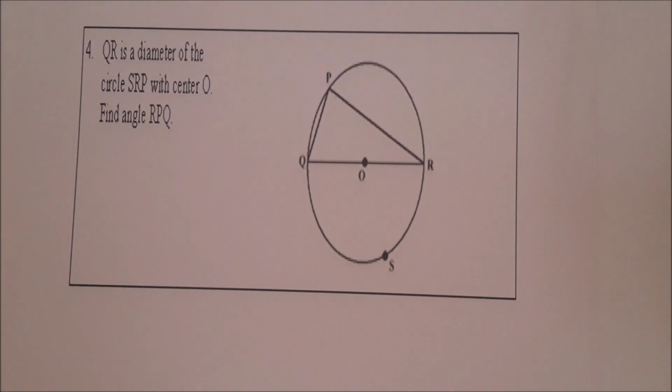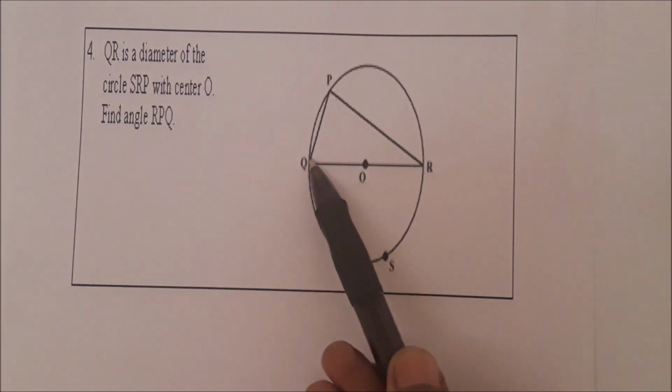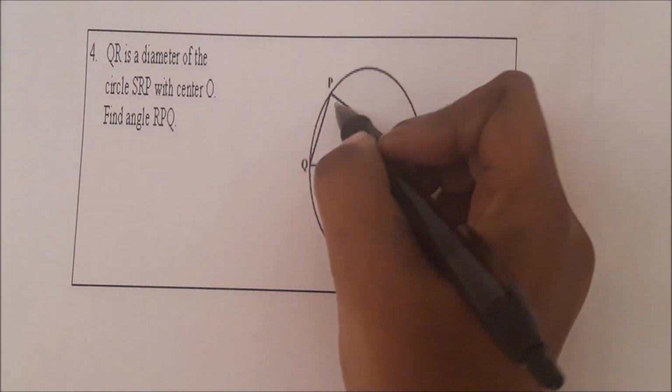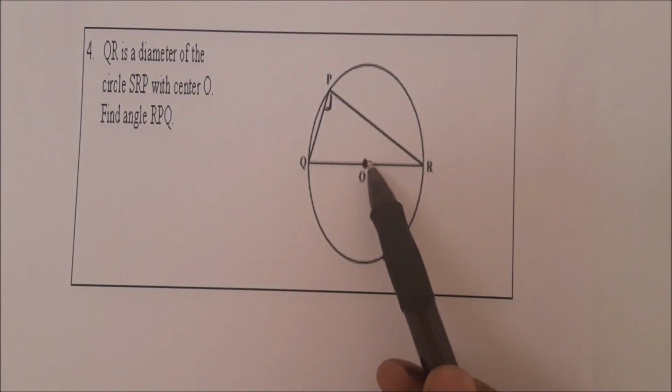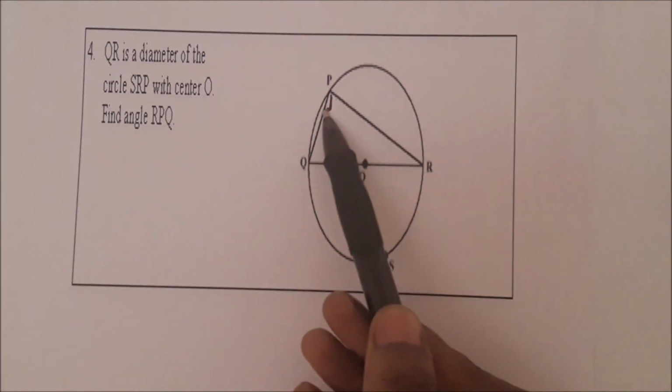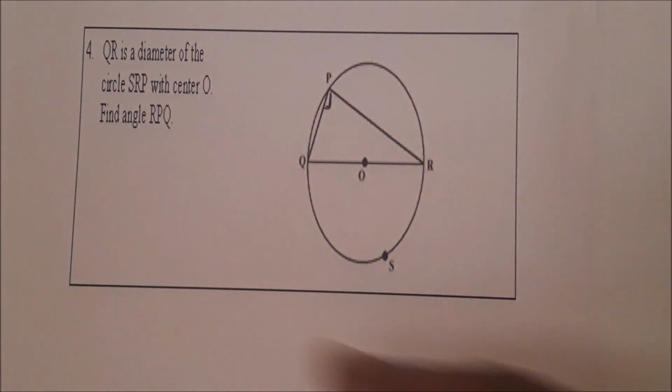Number 4, go ahead, Precious, read it. QR is a diameter of the circle SRP with center O. Find angle RPQ. So we're finding the angle RPQ. The rule for this is that any angle that is subtended by the diameter forms a 90-degree angle. As we can see, we have this box here representing that that's a 90-degree angle. So write it at the bottom here for me.